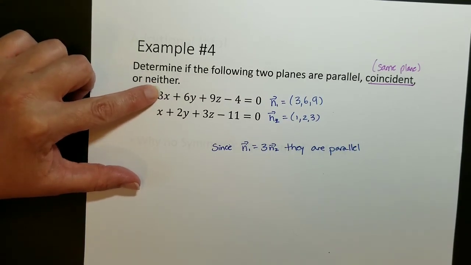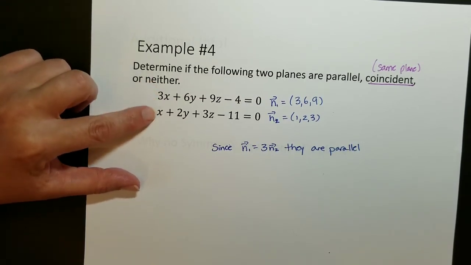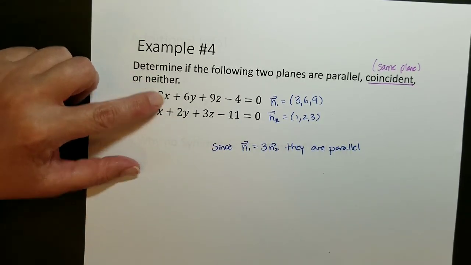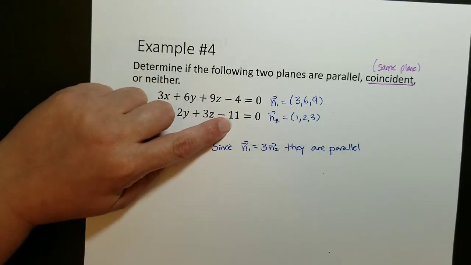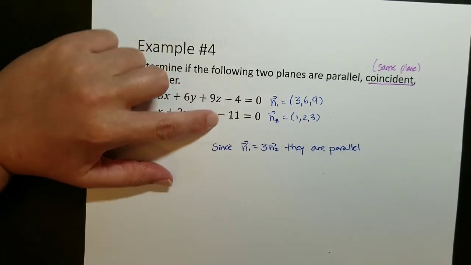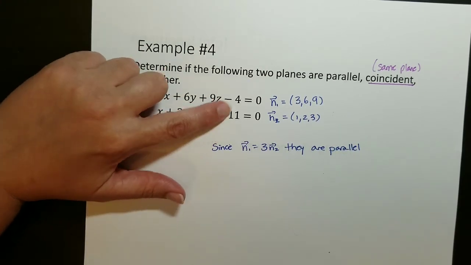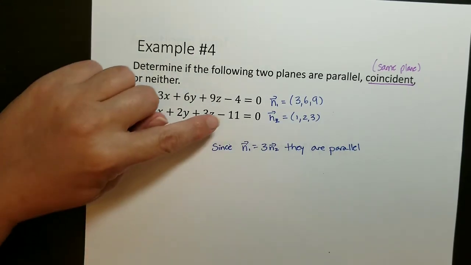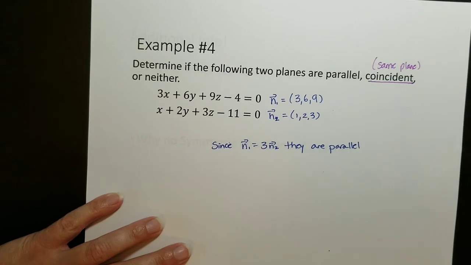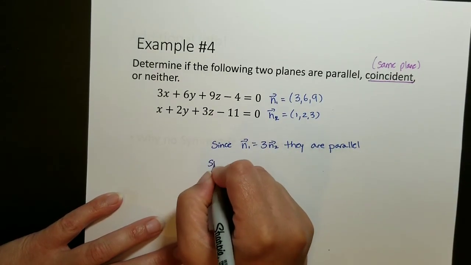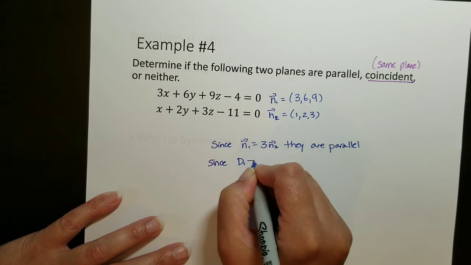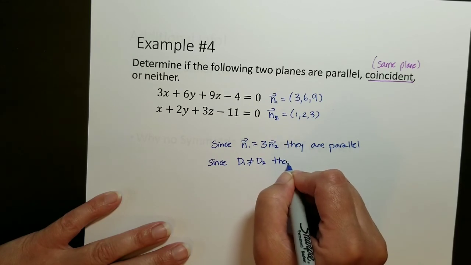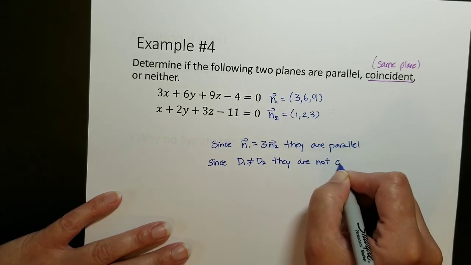Now we would have to look at, well, what happens here? These equations are unique. So this is 3 times, this is 3 times, this is 3 times, but 11 to -4, that's not 3 times, right? It's not even connected. So both of these are written in proper form, and we can say that since D1 is not equal to D2, or I guess 3D2, they are not coincident.